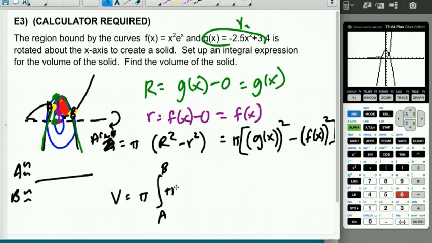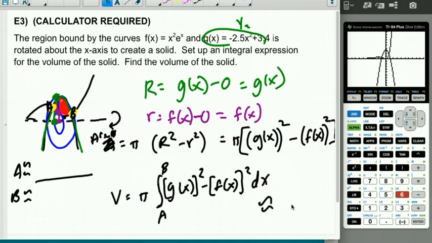I know that it's pi times g of x quantity squared minus f of x quantity squared with respect to x, and then type and get an answer.